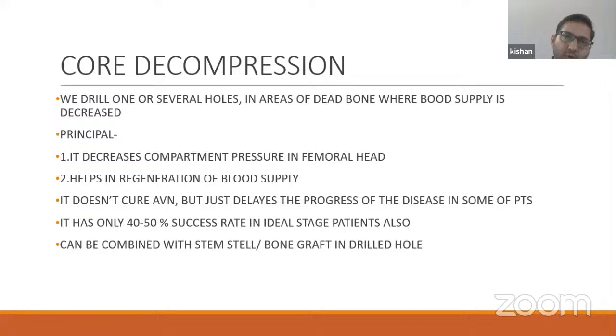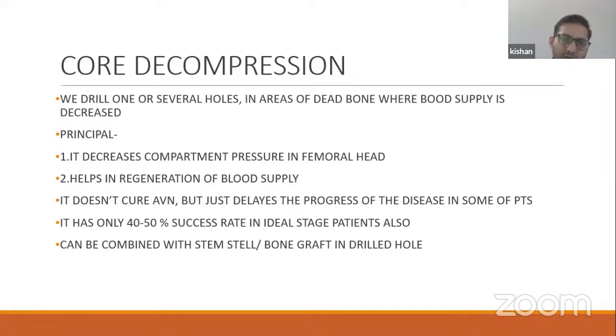In core decompression, we drill one or several holes in the areas of dead bone where blood supply is decreased, based on the MRI. On MRI, we look at different images, sagittal and coronal, and see which areas of the femoral head are involved. Under a live X-ray machine, we target that area and make several drill holes. The principle of this surgery is that it decreases the compartment pressure in the femoral head and helps in the regeneration of the blood supply.